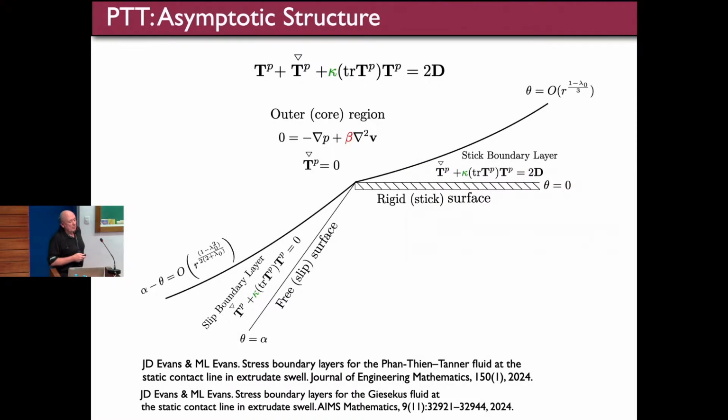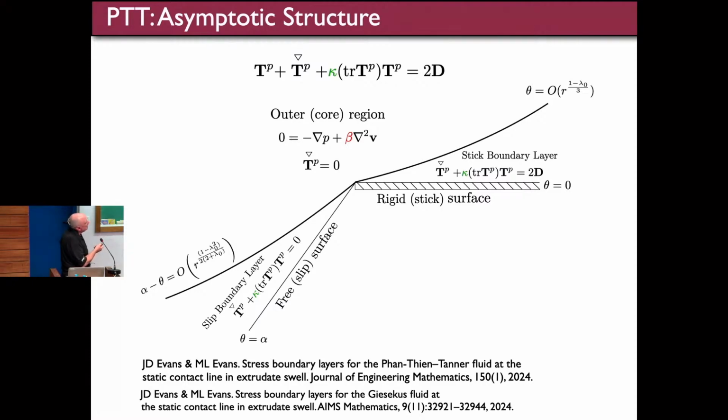Okay, a summary of the asymptotic structure. It's a three-region structure. So we have an outer region where basically we have Stokes flow for the velocity field, and in your constitutive equation for the elastic stress, the upper convective derivative dominates. And then as you go to the two surfaces, although the velocity field satisfies the boundary conditions, the elastic stress does not. And as a result, you get stress boundary layers.